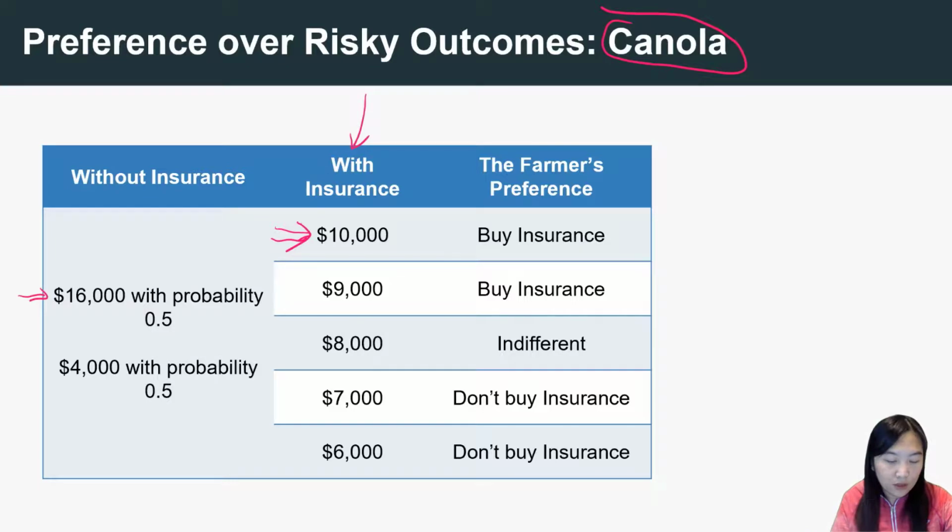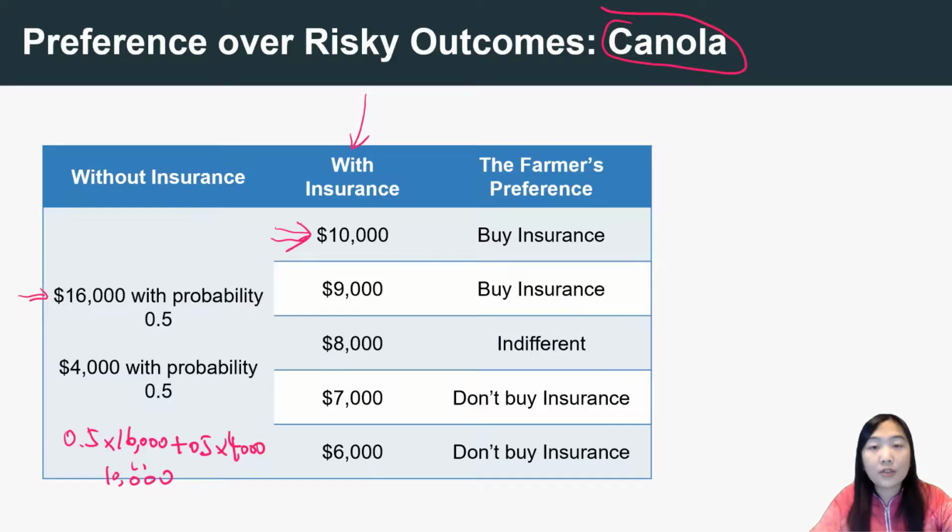This $10,000 is just the expected value of the profit for growing canola. So if you take 0.5 times 16,000 plus 0.5 times 4,000, then this is equal to 10,000. We showed this before. So if the insurance company is offering this, and let's assume there's one particular farmer, then the farmer will decide to buy insurance.